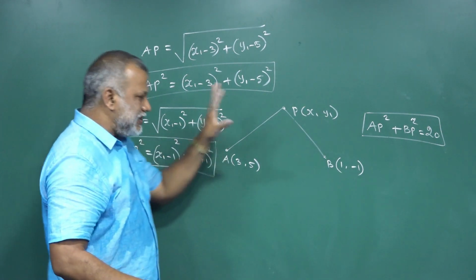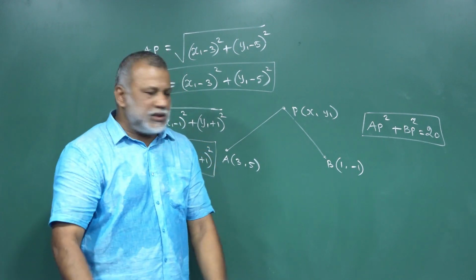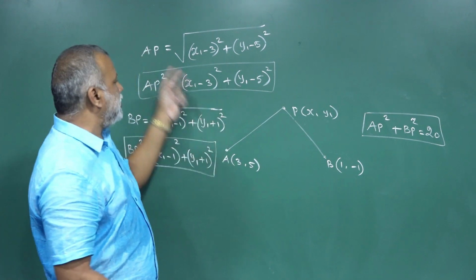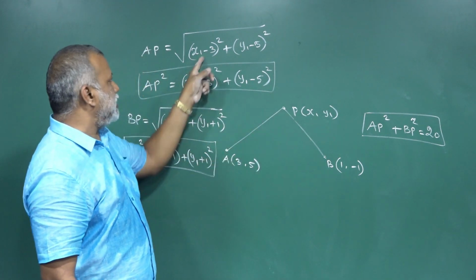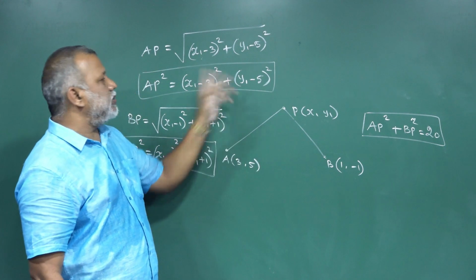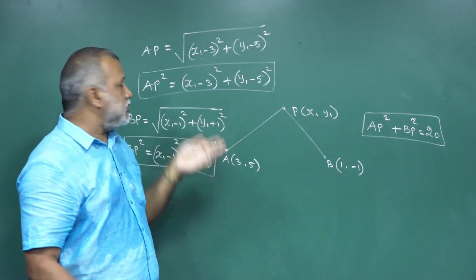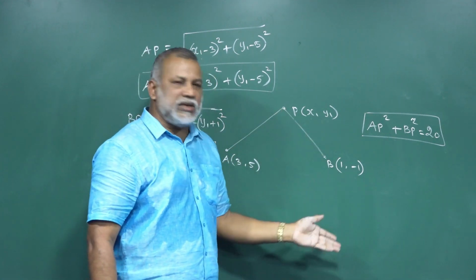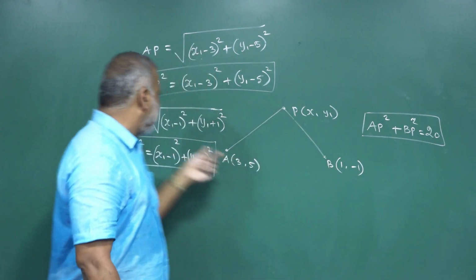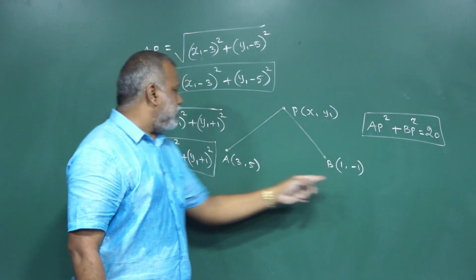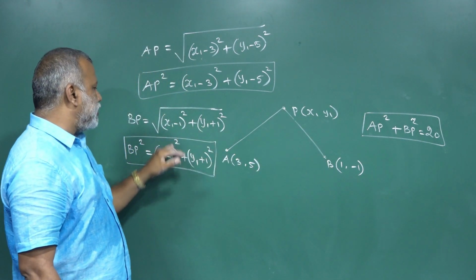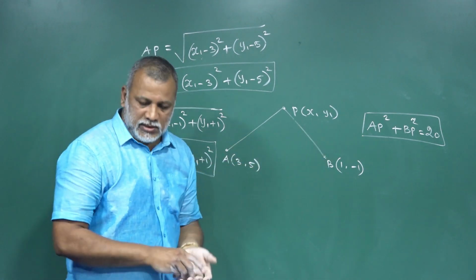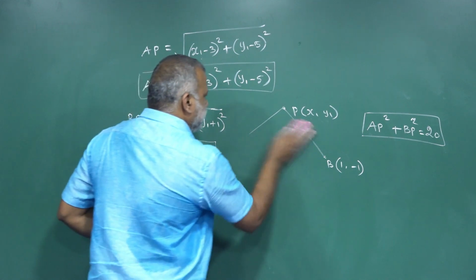So dear students, just draw a rough diagram. From that you are going to apply this condition. AP is nothing but the distance between these 2 points: x1 minus 3 the whole squared, y1 minus 5 the whole squared. Then if you remove the root, you get AP square equal to this. Again BP is also the distance between 2 points: x1 minus 1 the whole squared, y1 negative of negative becomes positive, so x1 minus 1 the whole squared, y1 plus 1 the whole squared. Now we are going to apply the required condition.